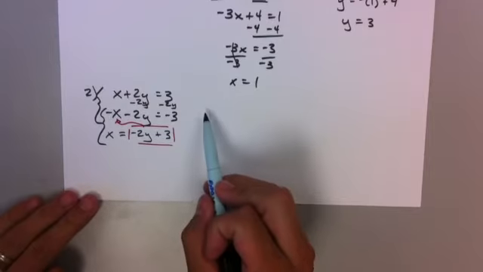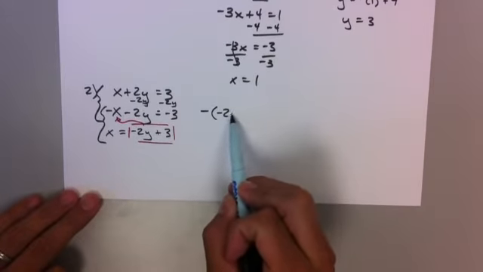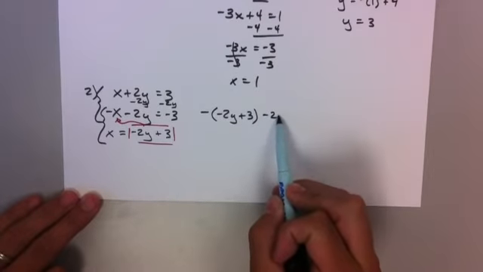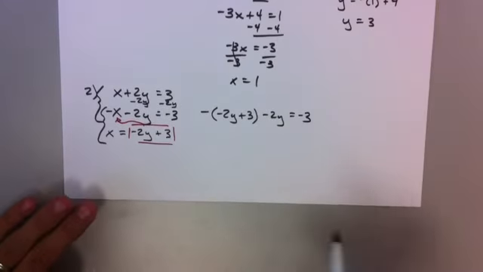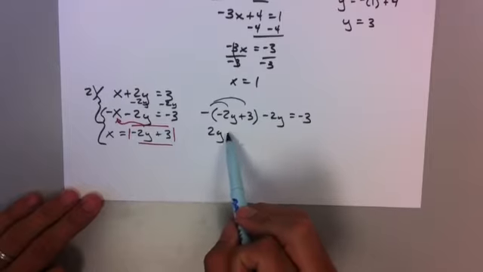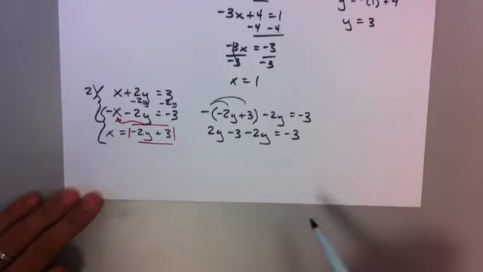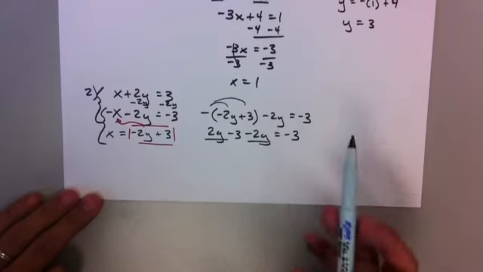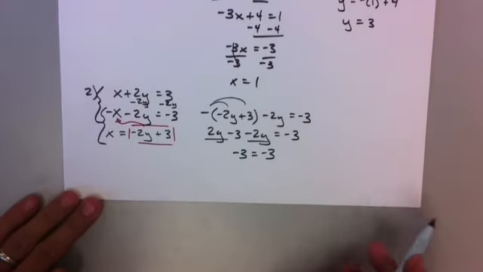So the negative stays, but then instead of x, I'm going to write this. So negative 2y plus 3 minus 2y equals negative 3. Okay, let's simplify. It looks like I can distribute: 2y minus 3 minus 2y equals negative 3. And if you notice here, we can combine like terms. Now 2y minus 2y is nothing, so those cancel, and I get negative 3 equals negative 3.